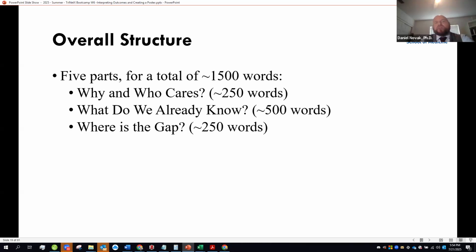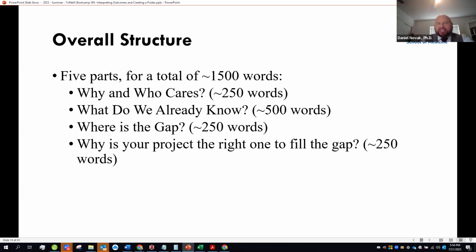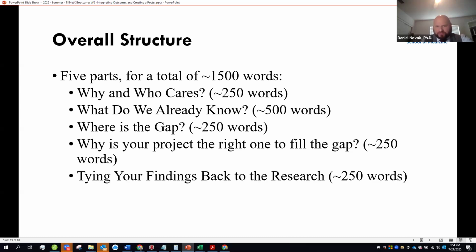The most important part is, where's the gap? What's not known in the existing research that your study will respond to and improve? And finally, 250 words on why your project is the right one to fill the gap, right? What is it about the way that you're conducting this that makes your study the correct one, the best way to do this?